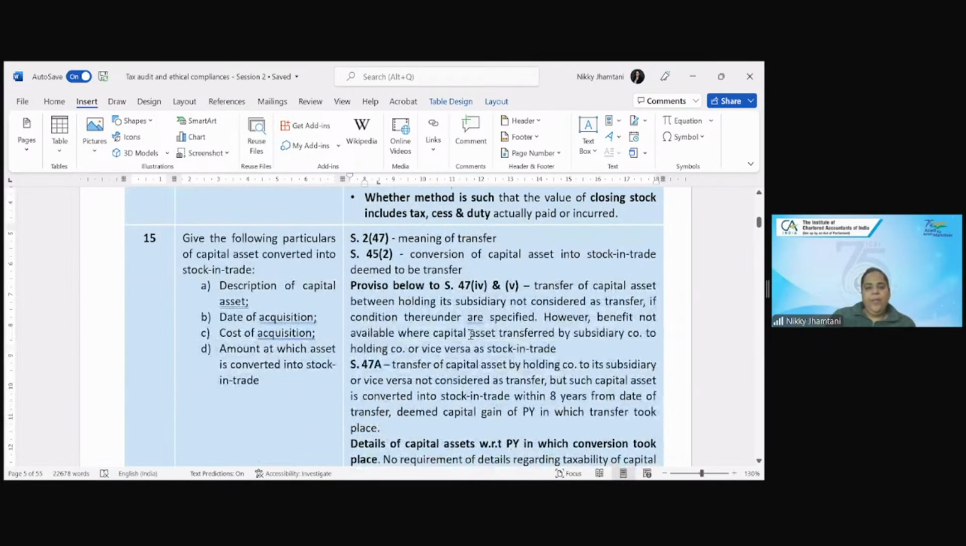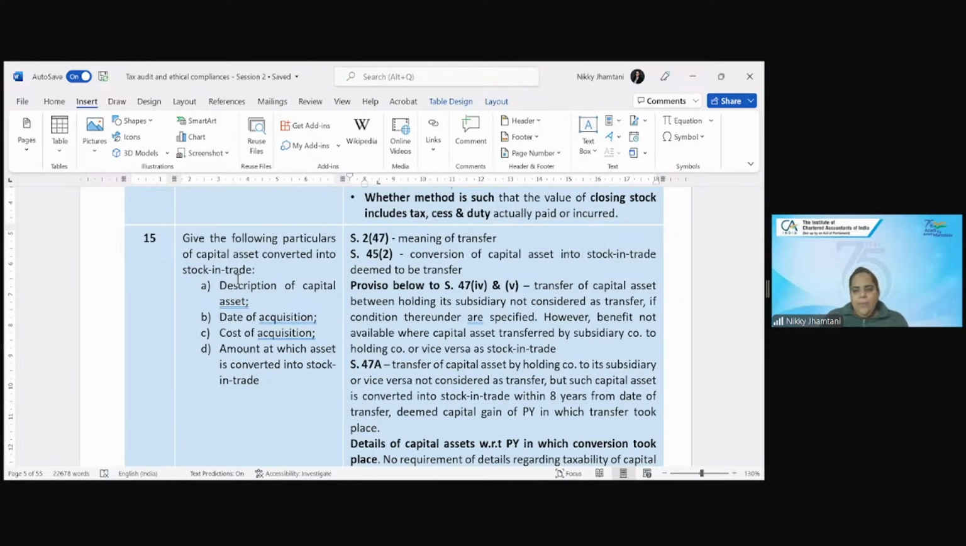Next हम आ जाते हैं clause 15 पे. Clause 15 deals with give the following particulars of capital asset converted into stock in trade. तो अगर कोई capital asset stock in trade में convert हुआ है तो clause 15 में reporting होती है, and क्या क्या बताना होता है. Description of capital asset, date of acquisition, cost of acquisition, amount at which asset is converted into stock in trade.